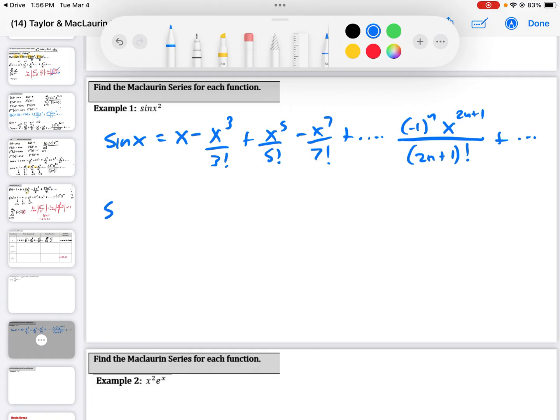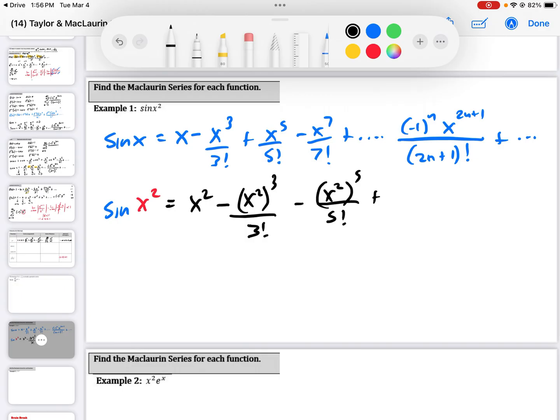All right, so to find sine of x squared, what we're going to do is replace all the x's with x squared. So it's like a composition of functions. I'm plugging in x squared everywhere I see an x. So this would be x squared minus x squared cubed over 3 factorial. And then x squared to the 5th power over 5 factorial. Plus there, and this would be minus x squared to the 7th over 7 factorial plus dot, dot, dot.